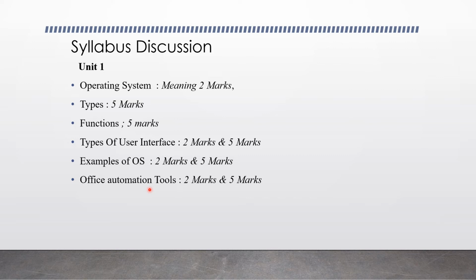So what are the different office automation tools, like Microsoft Word, PowerPoint, or the spreadsheet, the Excel sheet. They might ask you for 2 marks, explain the different office automation tools. You need to explain all the major 3 tools which are majorly used in office, like Word, PowerPoint and Excel. So this is complete regarding unit 1 of operating system.